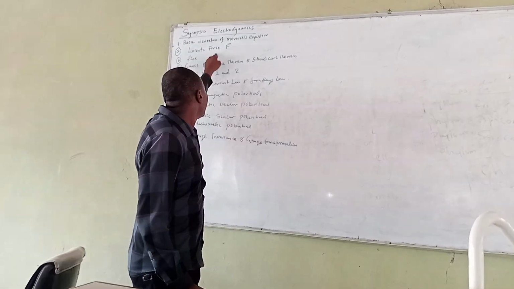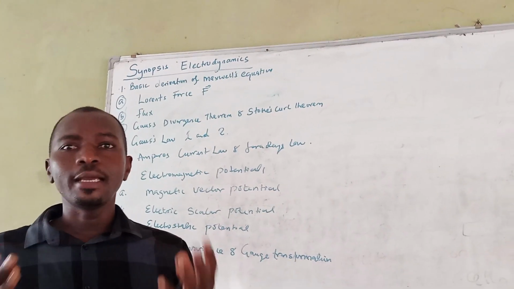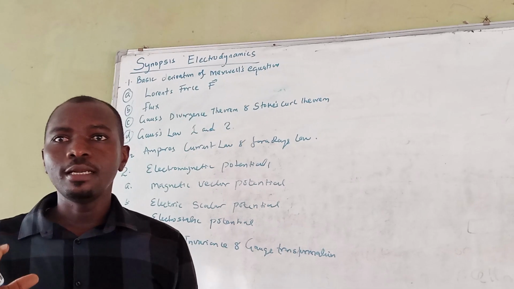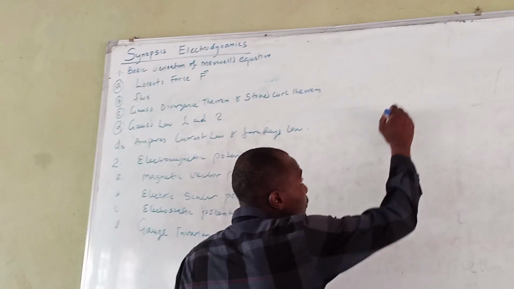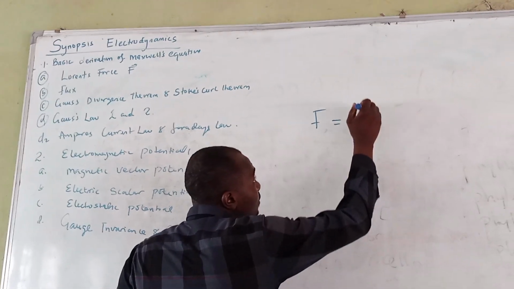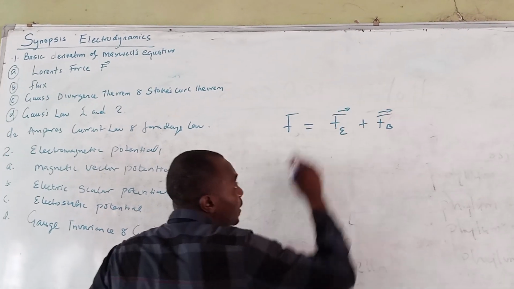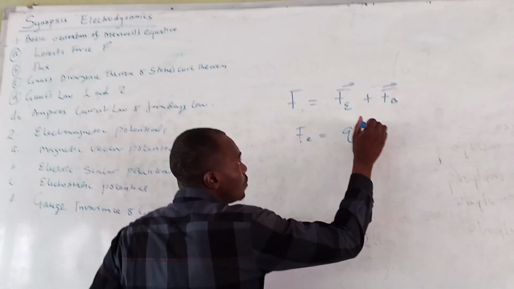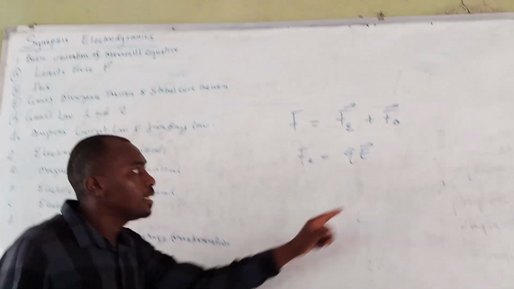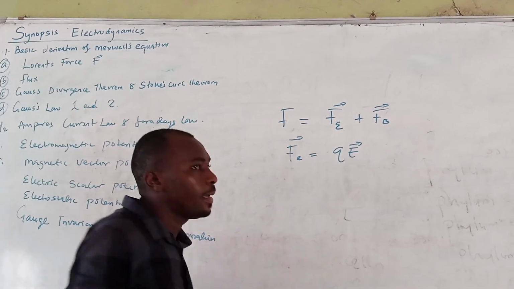As you can see here, the first one starts with the Lorentz force. What is the Lorentz force? The Lorentz force is the total force of electric and magnetic fields when a charged particle is moving in a conductor. I told you earlier that the Lorentz force F is the force due to the electric field plus the force due to the magnetic field. And the force due to the electric field, everybody knows, is QE.